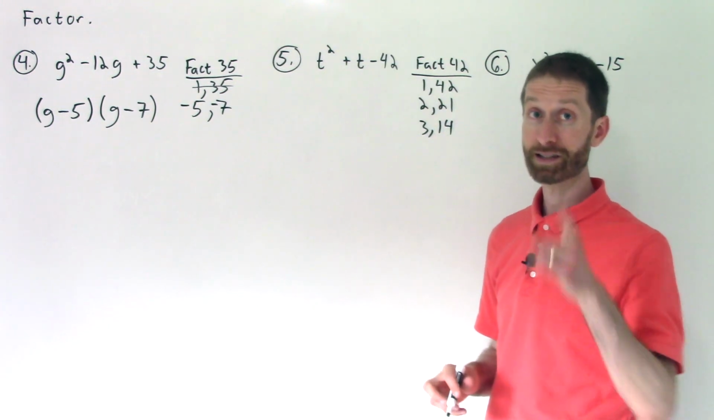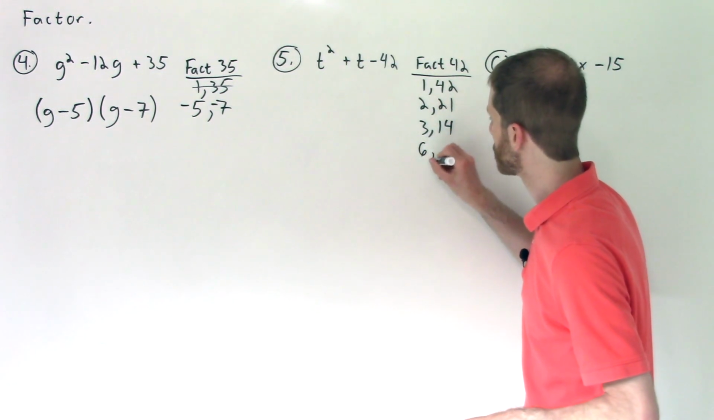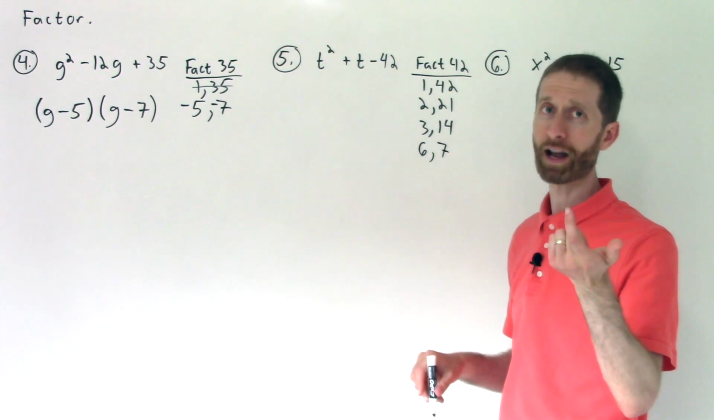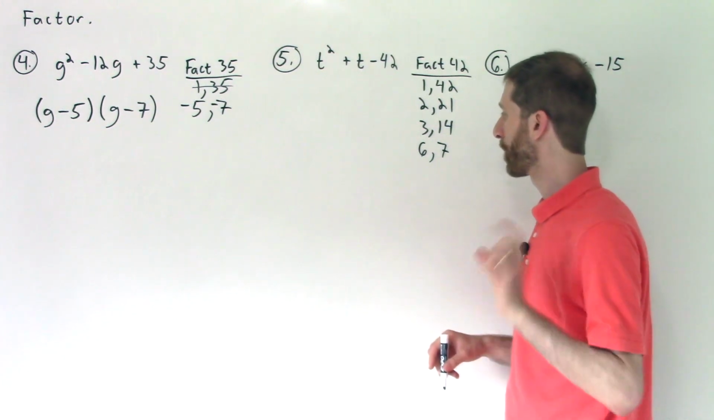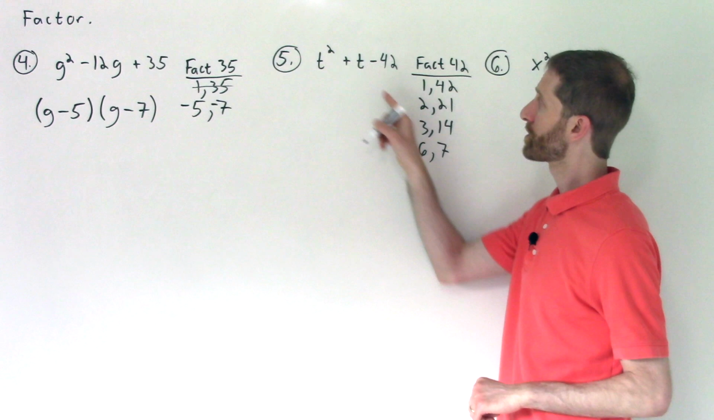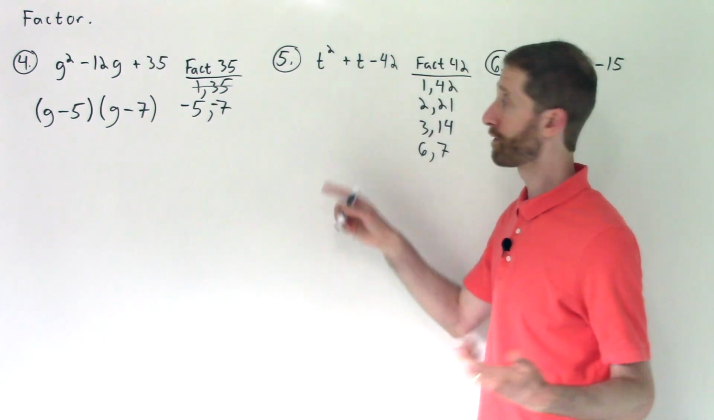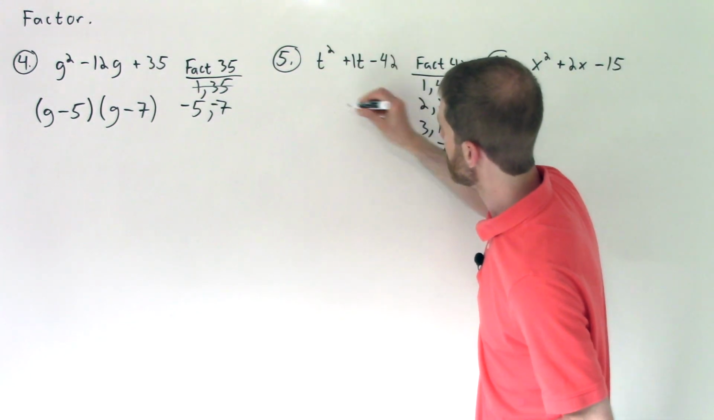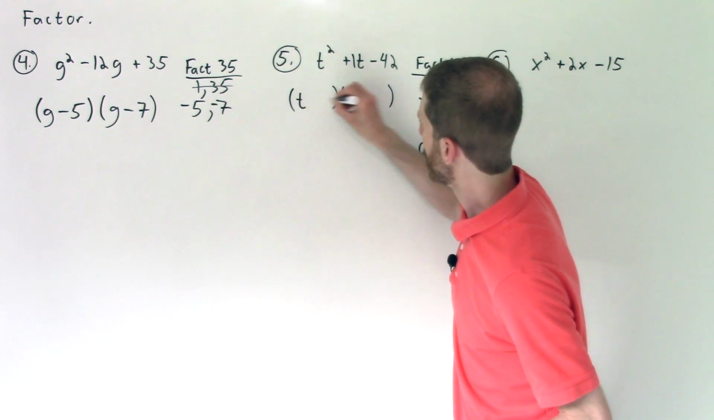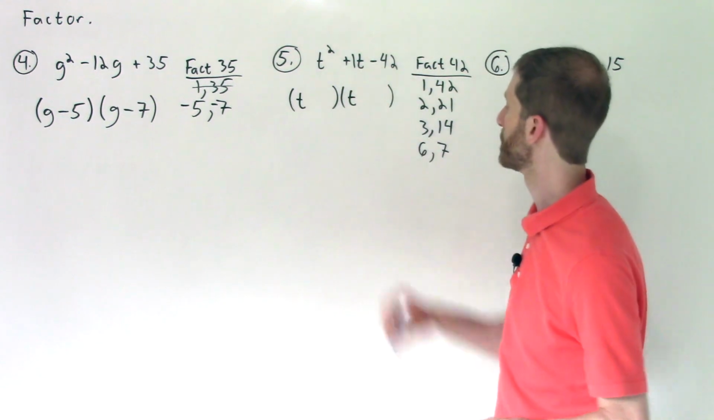5 doesn't. 6 goes into 42 7 times. 7 goes into 42 6 times. We stop our factor list because, again, now we've gotten to a point where we're repeating factors. We need, out of these factor pairs, numbers that will combine to give us 1, because that's the coefficient. When there's nothing there, technically it's a 1t. So we'll start out with our parentheses, our 2 binomials. We have t and t, again, because t times t is t squared.